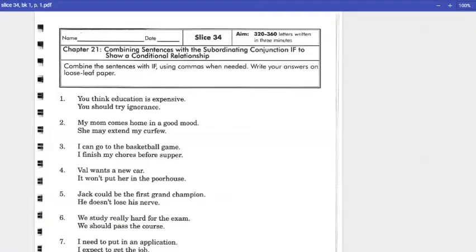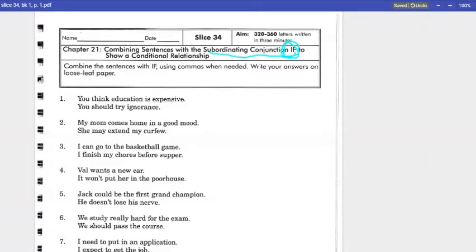This slice, which is slice 34, you are going to continue to practice using your subordinating conjunction, and this time it's going to be the word if. And you also will be continuing to work with putting a comma after the part that tells when, where, if, although, unless, because, as, or so.